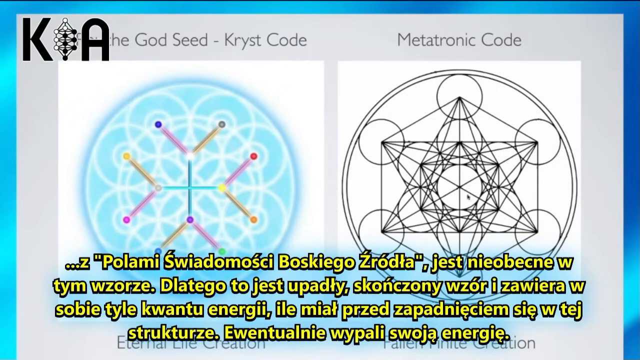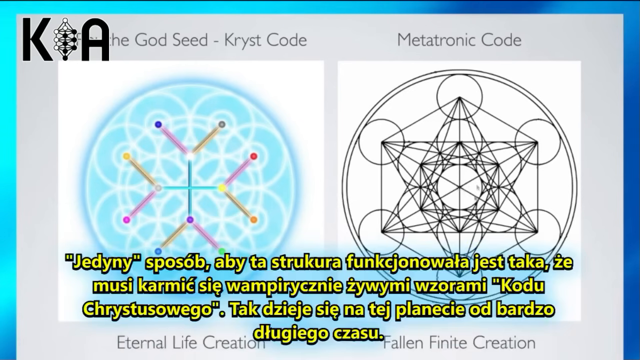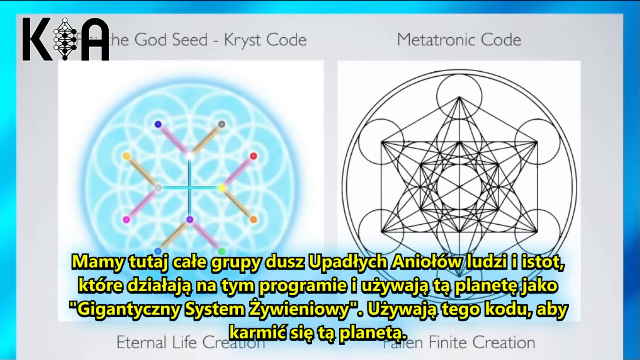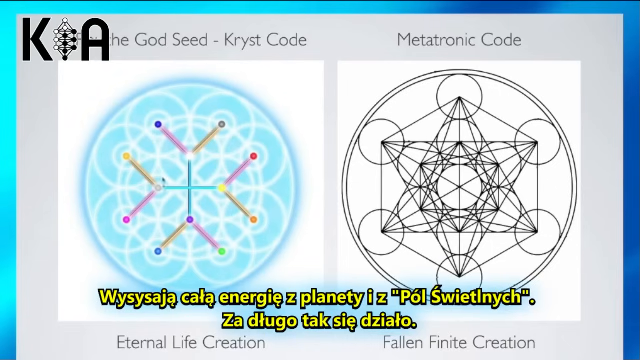So it will eventually burn out its own quantum, and the only way to keep this structure going is for it to feed vampirically off living Christ code templates, which is what's been happening on this planet for a very long time. You've got whole soul groups of people, fallen angelic beings, who are running this program, and they use this planet as a giant energetic feeding system. So they're actually using this code to suck all the energy out of the planet and out of the life field, and it's been going on for way too long.